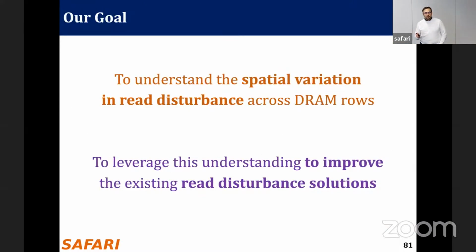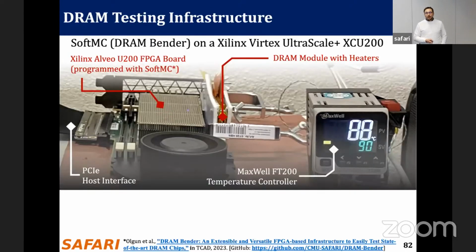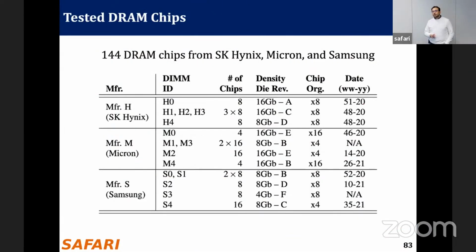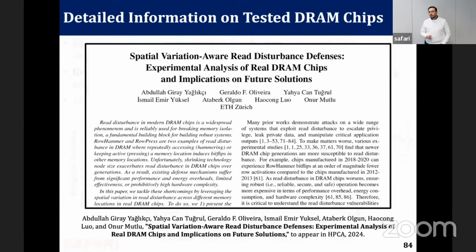Our goal in this work is to understand the spatial variation in read disturbance across DRAM rows, and if there is any spatial variation, to leverage this to improve the existing read disturbance solutions. For that, we use, again, the same DRAM testing infrastructure, DRAM Bender, that gives us fine-grained control over DRAM command timing parameters and temperature. We test these 144 DRAM chips. You can check the full paper for a more detailed table as well. Here is the paper, and it will be online sometime soon.